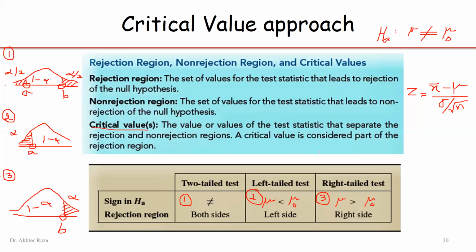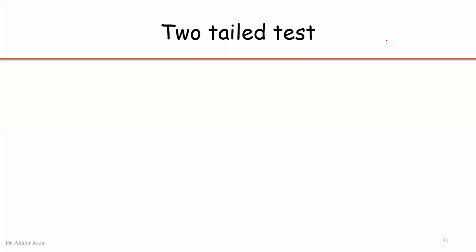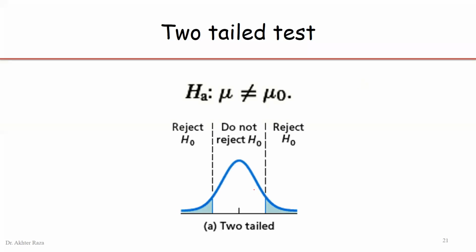In the third case, if the value of the Z statistic is above B, it means it falls in this critical region. Then our decision will be that data provides sufficient evidence in support of H1. H1 is what? Mu is greater than mu naught. This is the way of working in the critical region approach. Two-tailed test, two-sided. These are the two critical values.